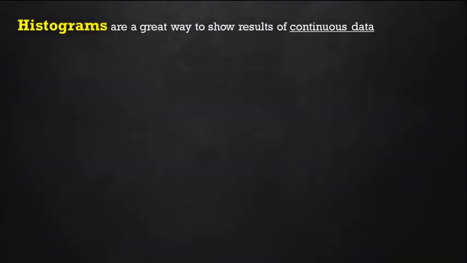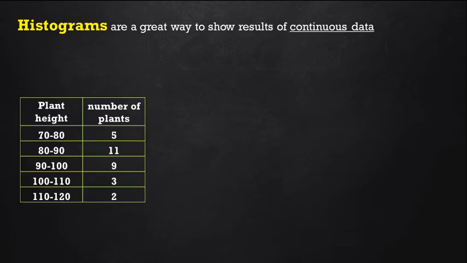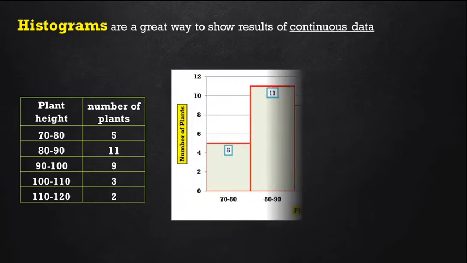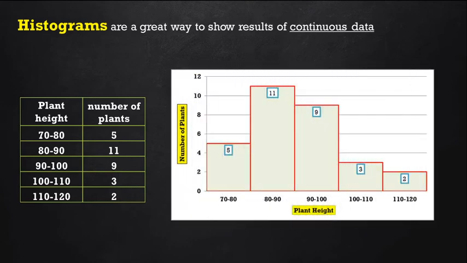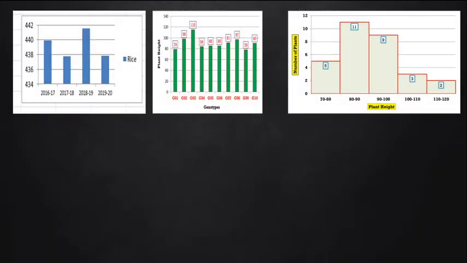Now, we will see the histogram. Histograms are used for continuous data. Suppose we have the plant height over the different classes 70 to 80, 80 to 90, and there are a number of plants in each class. So, this can be seen visually by a histogram. You can see that this is also one type of bar diagram where each bar is attached to the other. So, we will see what is the difference between bar diagram and histogram.